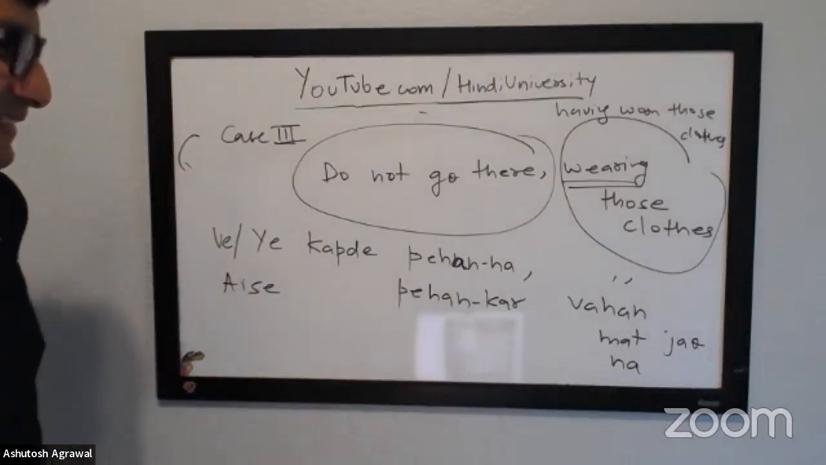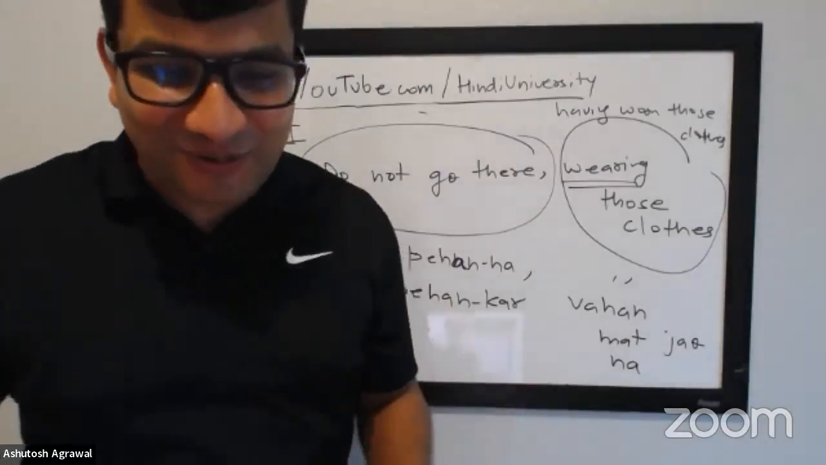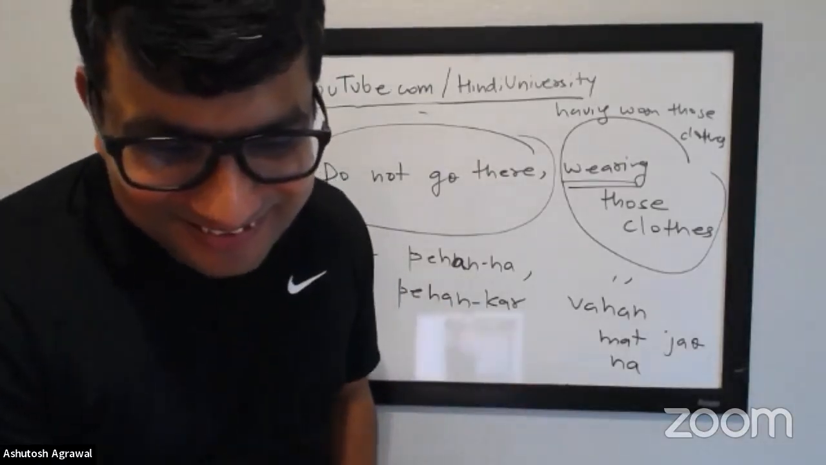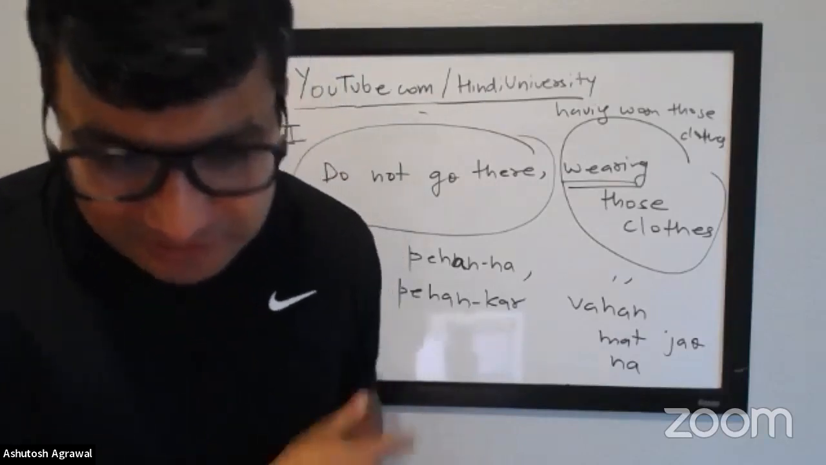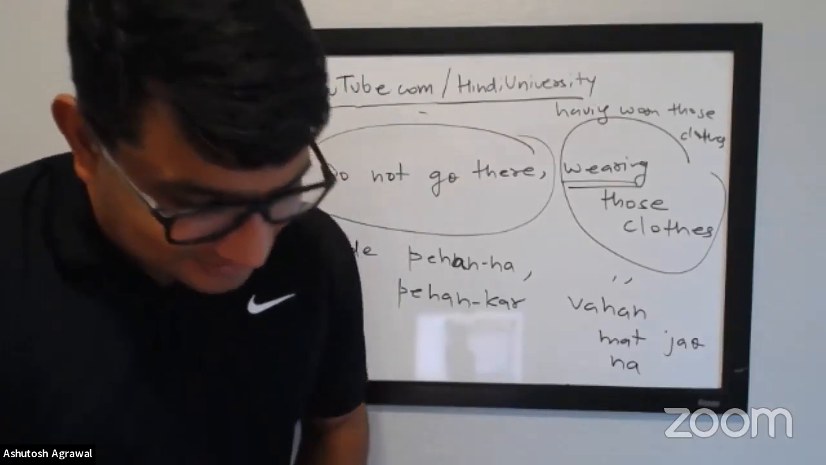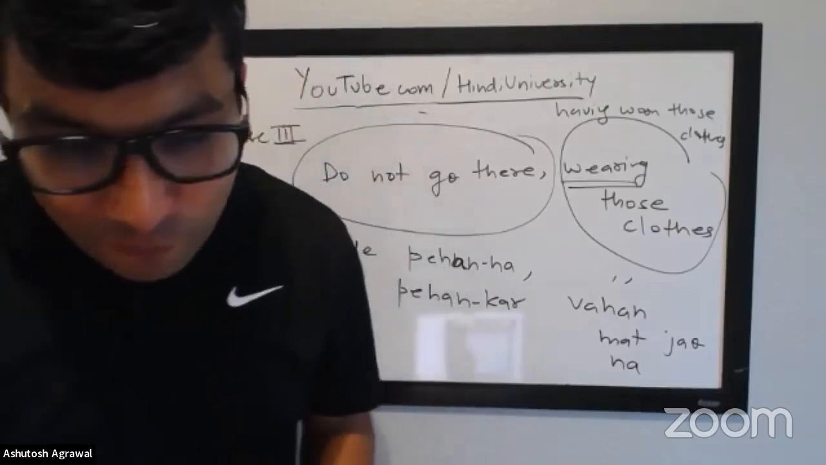Dhanyavad, Akhil ji. Very good. सोच कर बताया अखिल जी ने, right? He thought and then he spoke, right? Awesome. You were raising your hand, Akhil ji, before, and I was going to come to you. Was it just for this or anything? यही बात थी. Awesome. Well, great. We have 4 more minutes left.